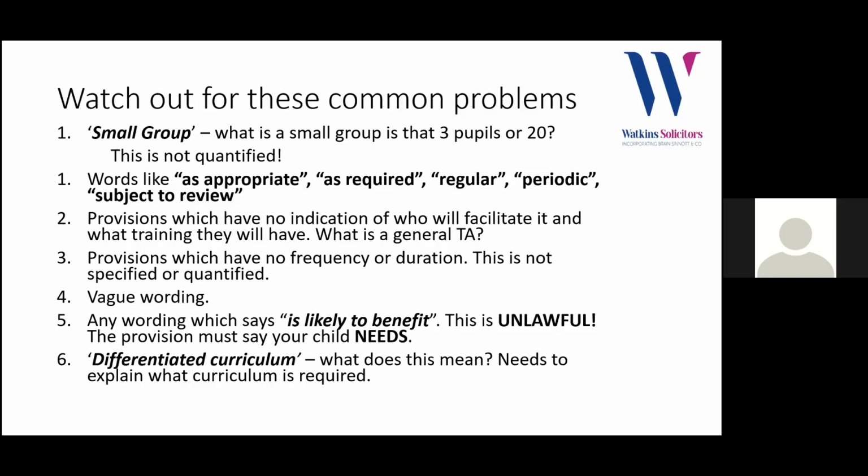Vague wording, any wording which says likely to benefit. I think we've already dealt with likely to benefit. I'm still likely to benefit from my cruise, but I'm probably not going to get one anytime soon. This is unlawful. The provision must say your child's needs. Differentiated curriculum. What does that mean? Need to explain what curriculum is required.